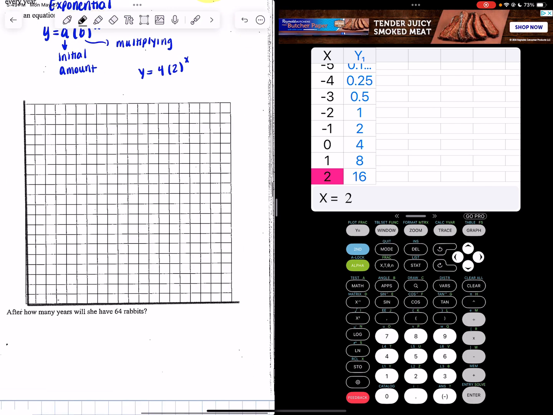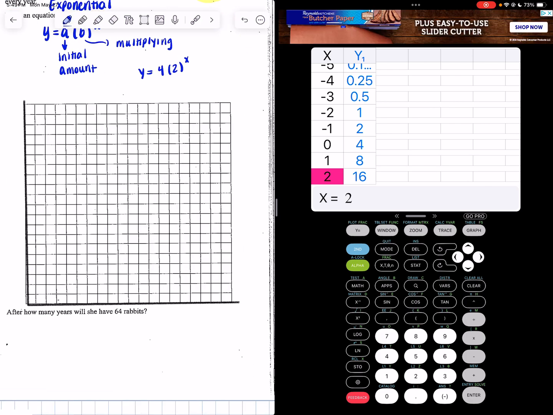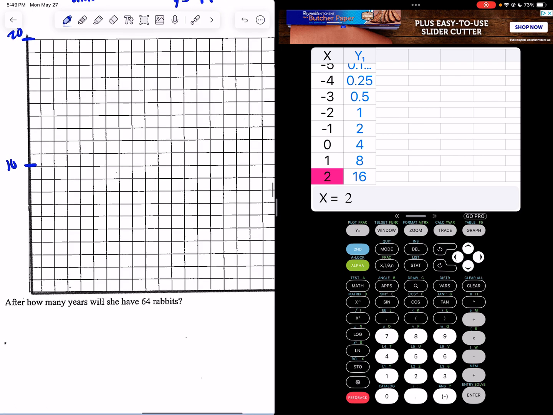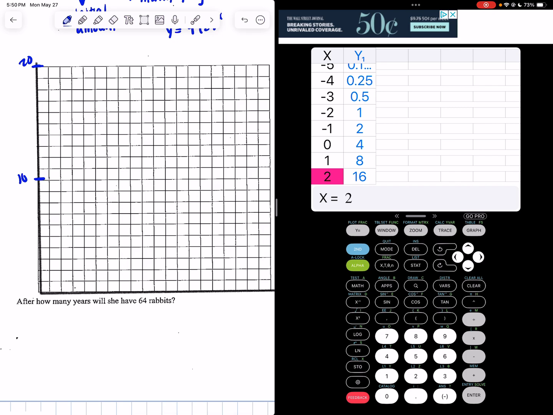So one thing we can do, to make sure we start nice, is count up. So if we look, we have 1, 2, 3, 4, 5, 6, 7, 8, 9, 10, and then 11, 12, 13, 14, 15, 16, 17, 18, 19, 20. So we're going to hit 20. So one thing we could do is space out our x-axis.